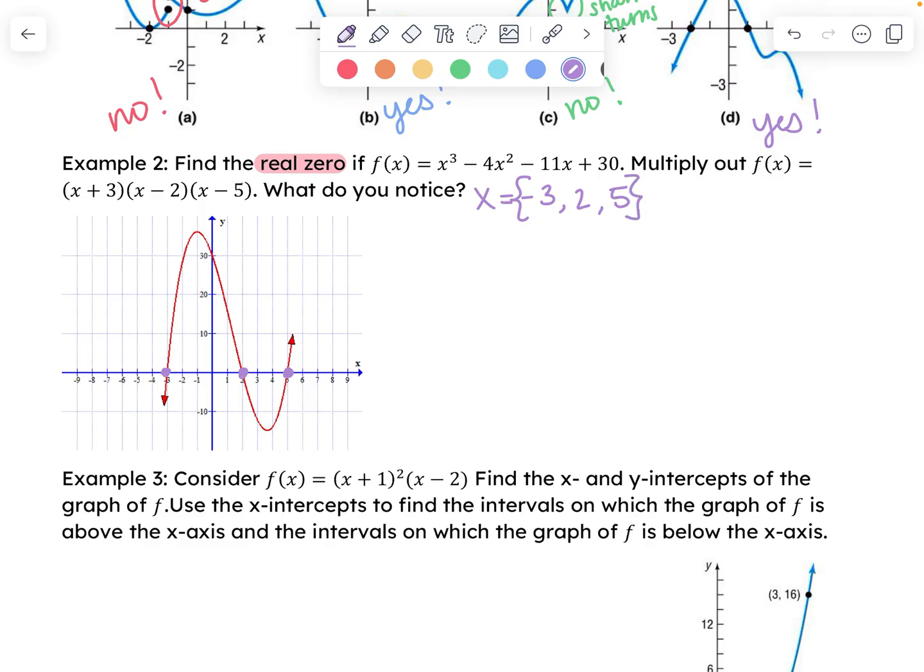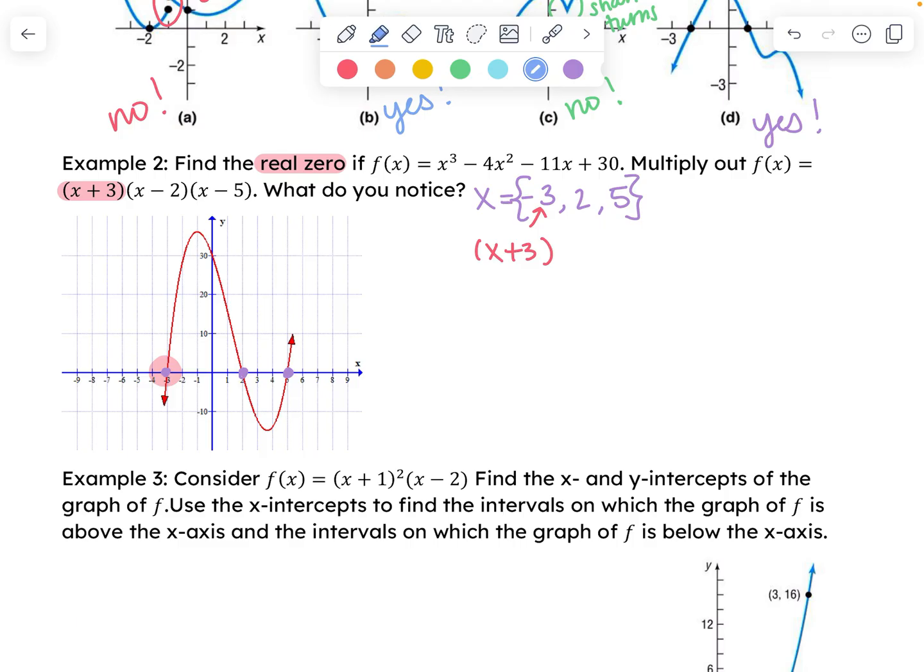Okay, the next part says multiply out f of x equals x plus 3, x minus 2, and x minus 5, and see what you notice. So if we're looking at the first part, x plus 3, that kind of corresponds with our -3, because if we have x plus 3 and we set it equal to 0, that would get us -3. So that x plus 3 is going with -3 being an answer.